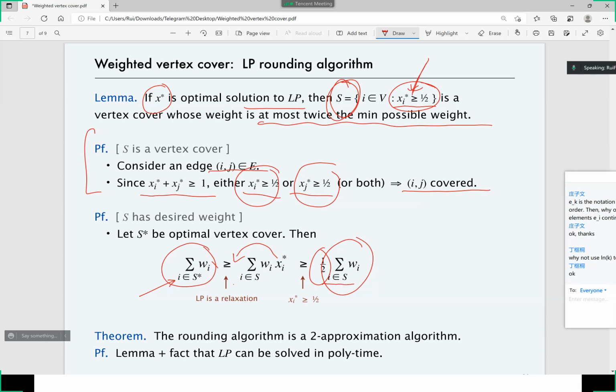So this is saying that the optimum cost is going to be at least half of our cost. In other words, our cost is no more than twice the optimum cost. So that shows that we achieve a 2 approximation. Any questions about this?